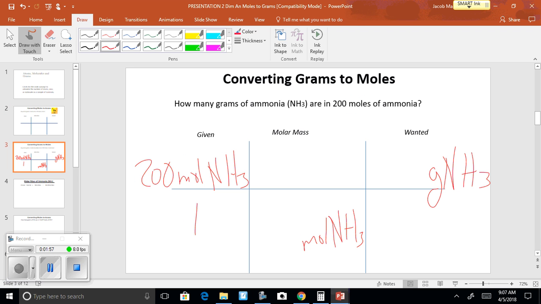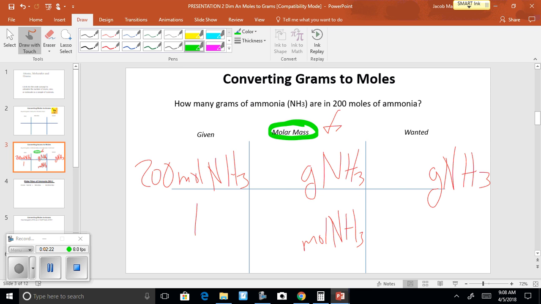Okay, back to this. So what can I put in my top box? I can put up here grams of NH3. Okay, and once again, what do we have in these boxes right here? We have grams per mole. And what is grams per mole? Grams per mole is molar mass.